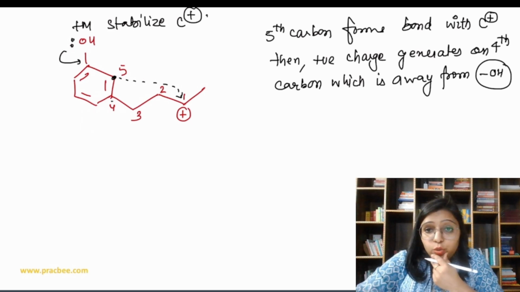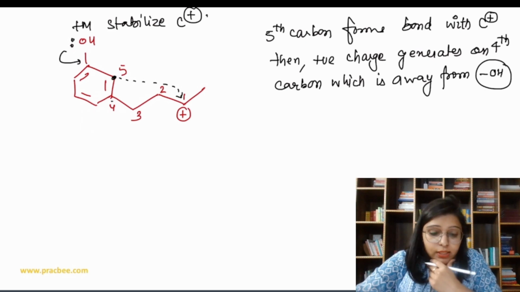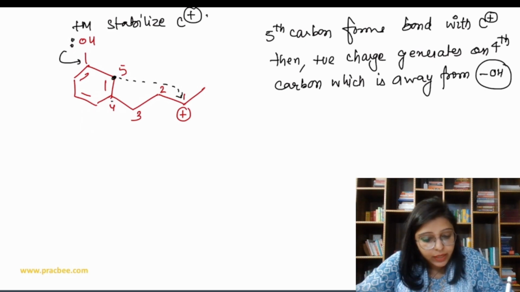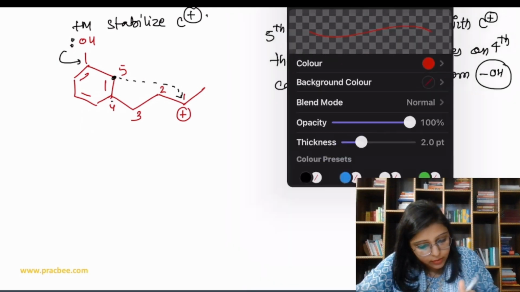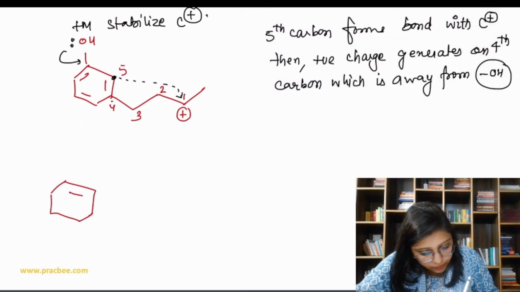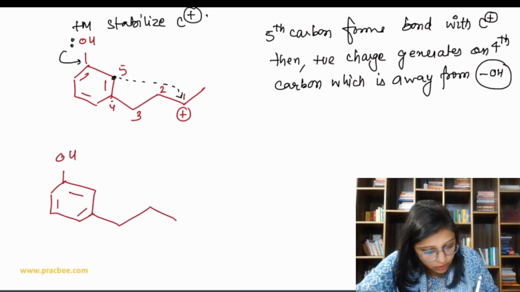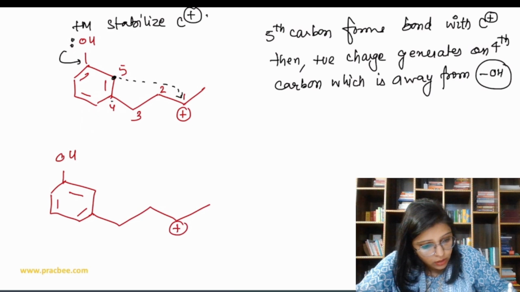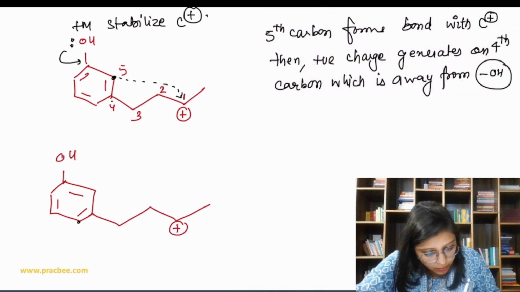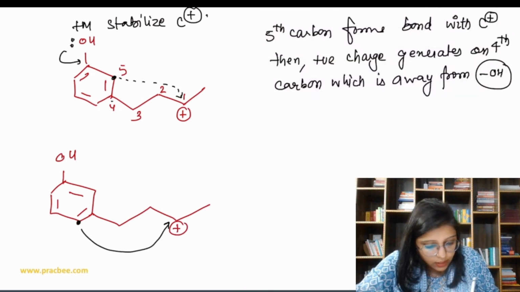Now we can have another situation also. What is the other situation? See, what we can do, I can rewrite this compound that way. OH, CH2, CH2, CH, this is positive. Now, if this carbon forms a bond with this carbocation, so 1, 2, 3, 4, 5. 1 dash, 2 dash, 3 dash, 4 dash, 5 dash.